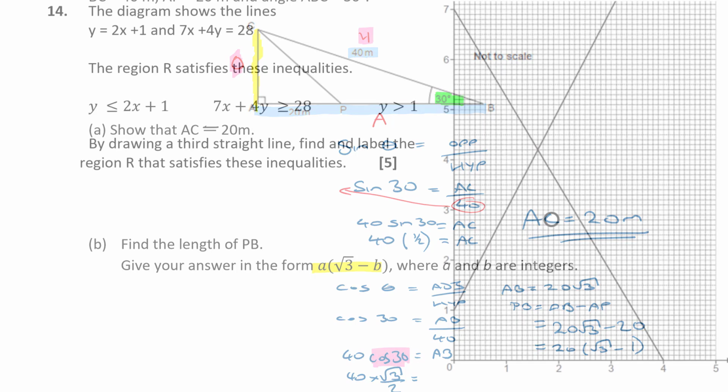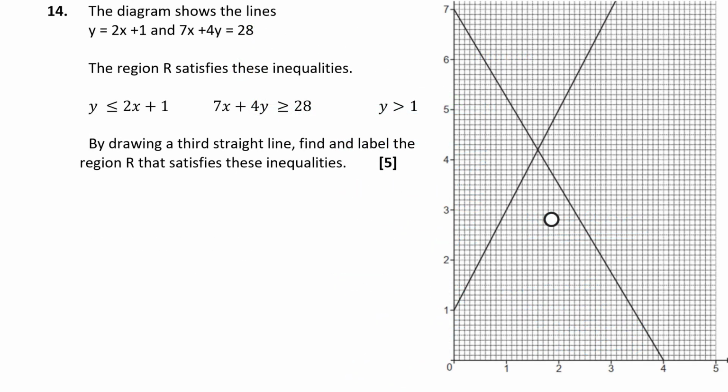Good job. Question 14. The diagram shows the line y is equal to 2x plus 1 and 7x plus 4y is equal to 28. So I'm guessing that the y is equal to 2x plus 1 must be this one. Well, I'm not guessing, I kind of know it because it's going through 1 and has a gradient of 2. So by a process of elimination, that one there must be the other one. That must be 7x plus 4y is equal to 28.